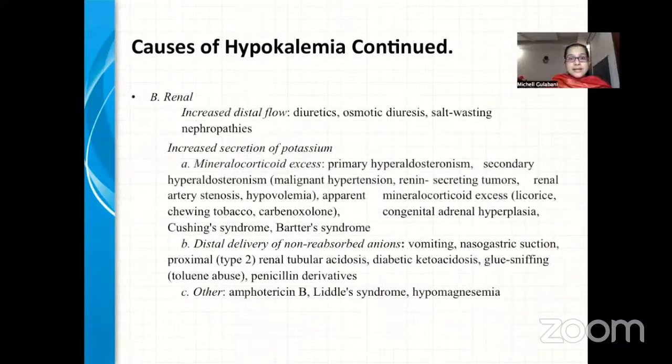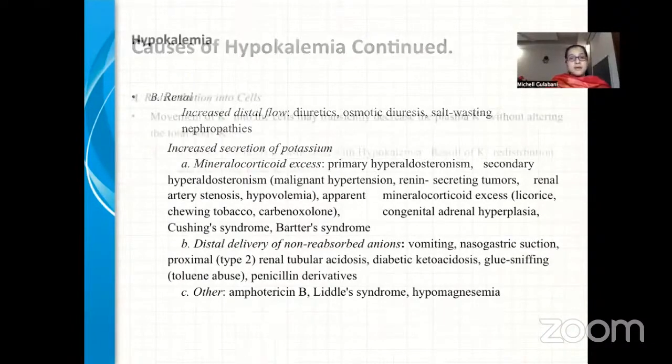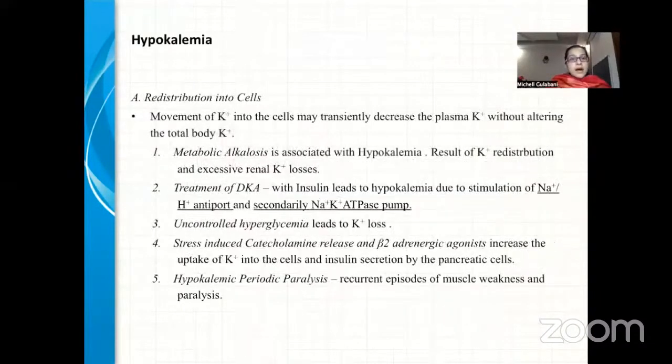Renal causes will be the increased distal flow by diuretics, osmotic diuresis, or salt-wasting nephropathies. And conditions where increased secretion of potassium is happening, like mineralocorticoid excess or distal delivery of non-reabsorbed anions. Other important renal causes resulting in hypokalemia are amphotericin B and hypomagnesemia. So hypomagnesemia is a very important cause, and sometimes when there is refractory hypokalemia, you must think of hypomagnesemia.